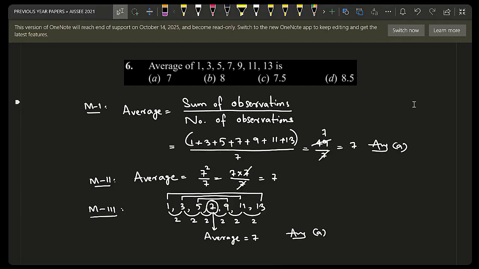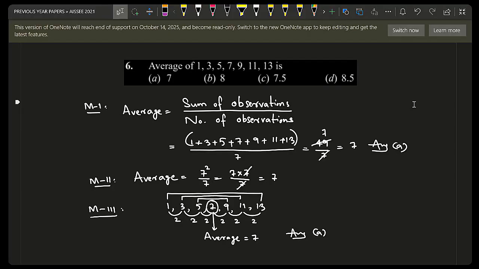See, for average, I'm using the same formula, sum of observations by number of observations. But if you see the numbers, what are they? 1, 3, 5, 7, 9. Which type of numbers? Are they odd numbers? Yes, sir. Do you know any formula to calculate the sum of first n odd numbers? First n odd numbers, what is the sum? I'm not asking the answer, I'm asking the formula. Sum of first n odd numbers is n square, you remember?